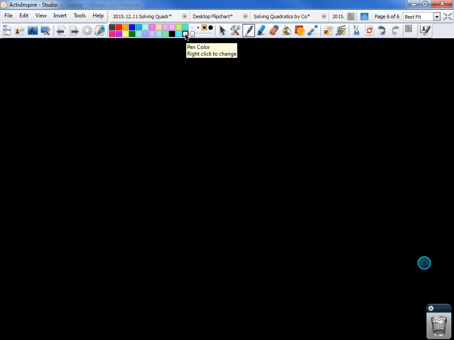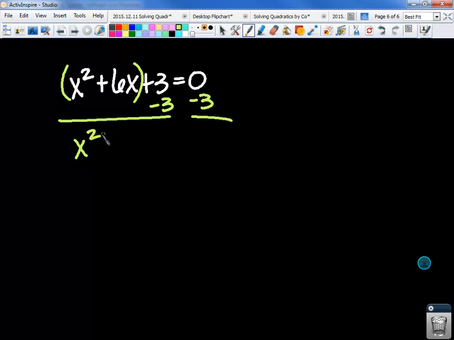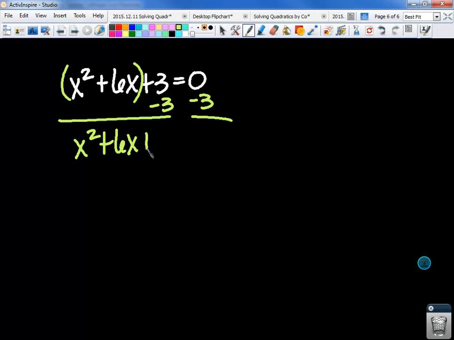Example from class today was x squared plus 6x plus 3 equals 0. In order to solve this by completing the square, we want to use these two terms to complete the square, and then 3 will be moved to the other side. So I have x squared plus 6x plus some value that will complete the square equals -3.